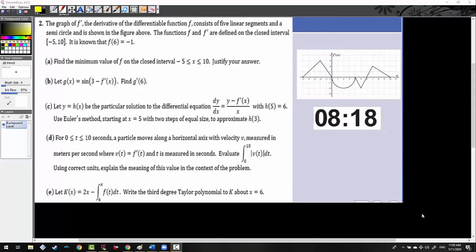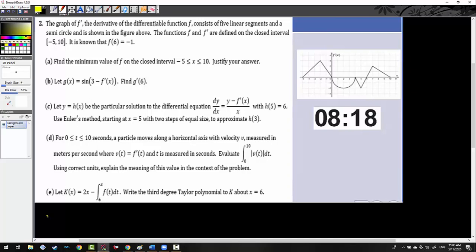In today's episode, we will be discussing the third practice video that CollegeBoard uploaded in preparation for the distance learning AP exam. The question reads, the graph of f prime, the derivative of a differentiable function f, consists of 5 linear segments and a semicircle and is shown in the figure above. The functions f and f prime are defined on the closed interval from -5 to 10, and it is known that f of 6 equals -1.